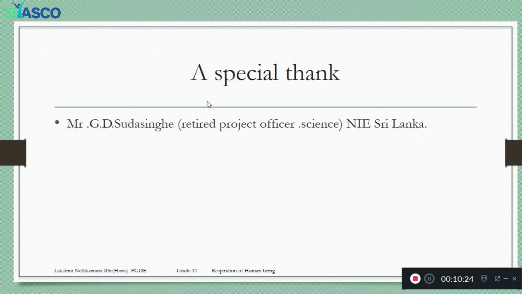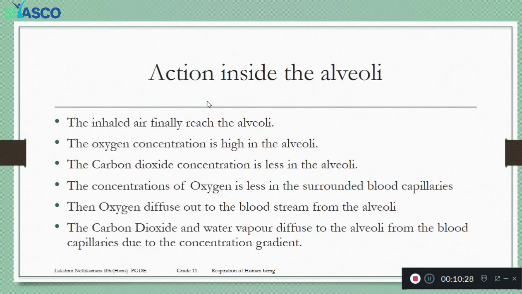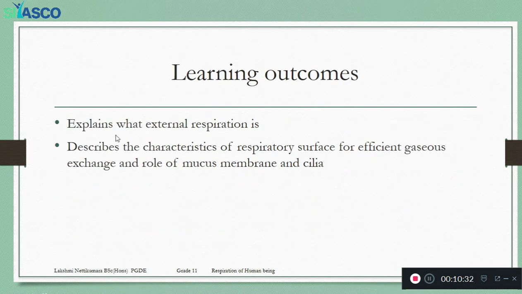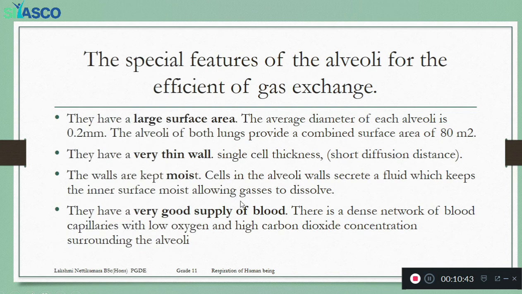Now we came to the end of the lesson. At the end of this lesson, I would like to draw your attention again to what you should know. Explain what external respiration is. Describe the characteristics of respiratory surface for efficient gaseous exchange. Here, you should be able to explain the special features of the alveoli for the efficient gas exchange. This is the point you have to pay your attention to.